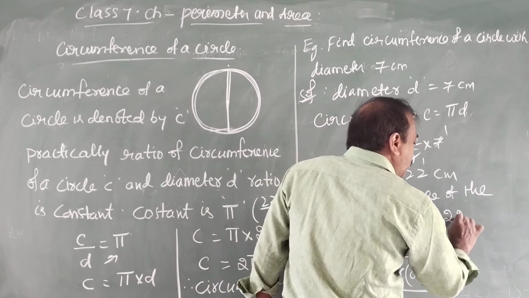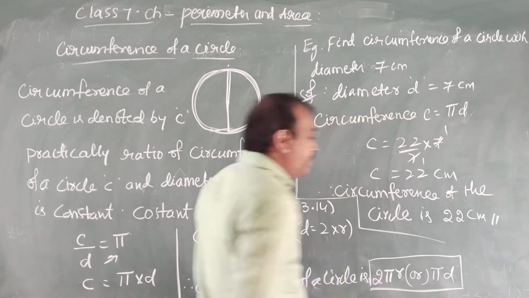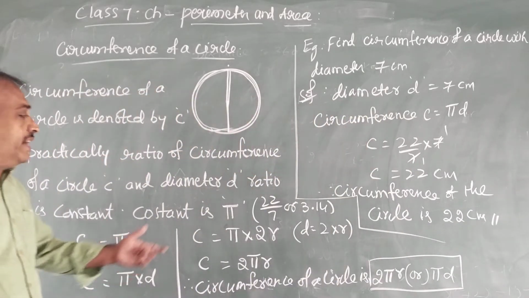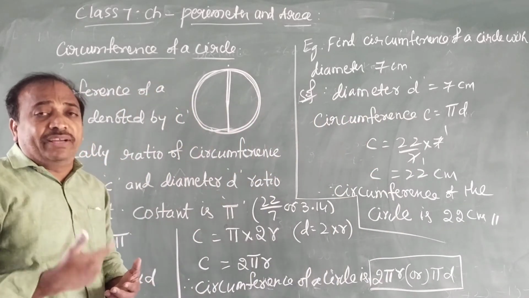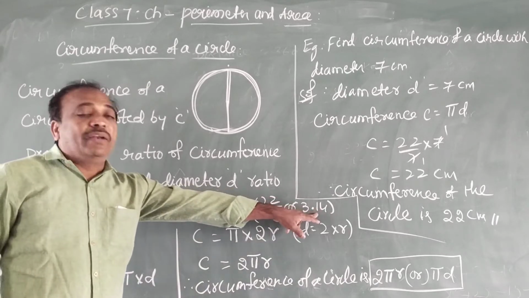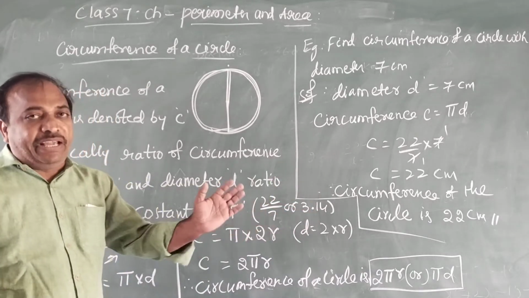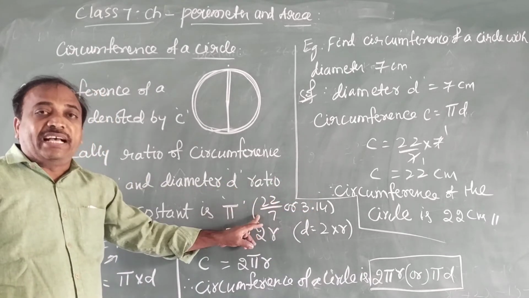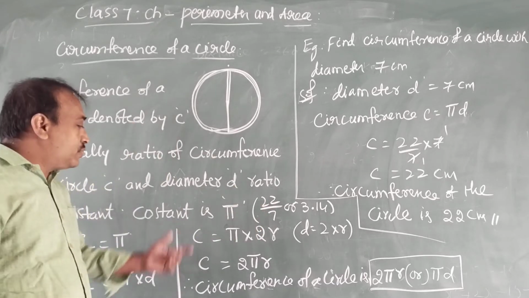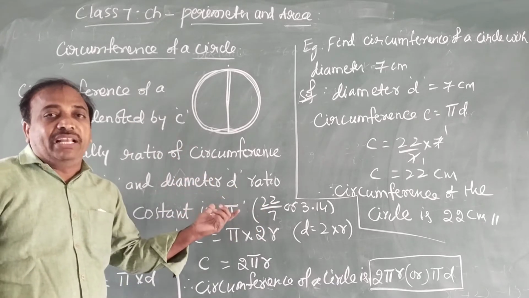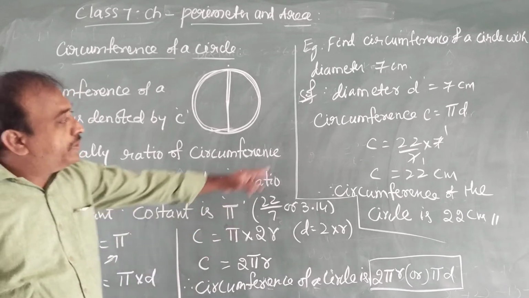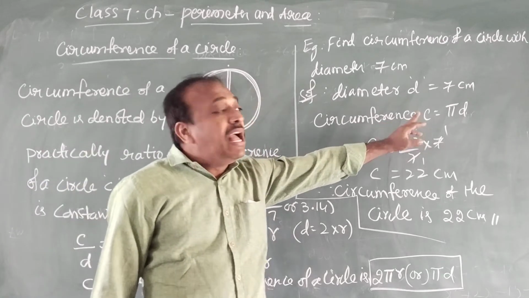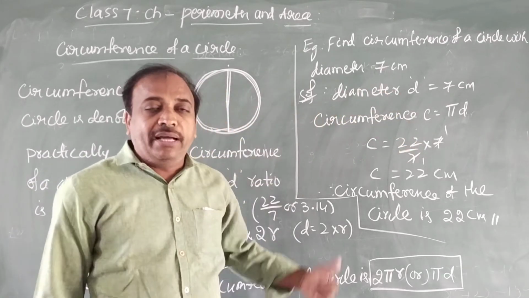So pi is an approximate value of the exact ratio. We always get between 3.1 and 3.2, so that is fixed as 22 by 7. So it is the ratio constant. The pi value is constant. So we find the circumference of the circle C, as we know the diameter. I hope you understood.